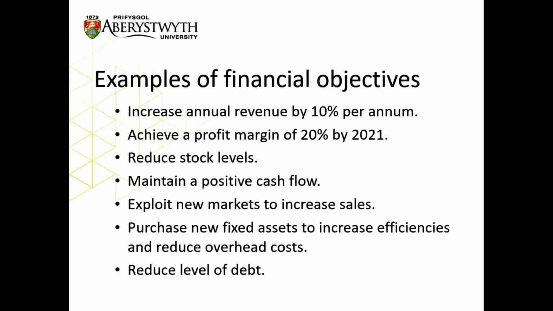So, for example, a book publisher might look at a new printing press, which can produce faster print runs more effectively and cheaper, or reduce the level of debt.